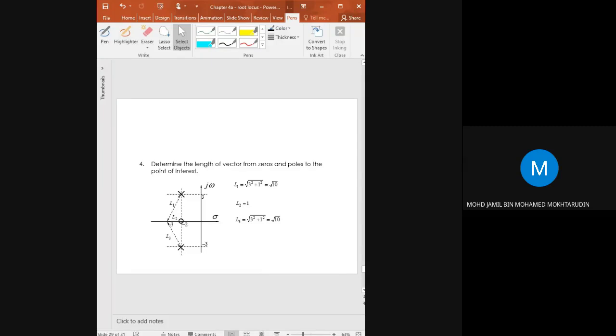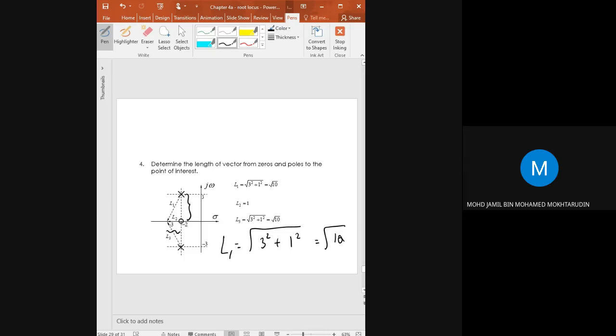And for length L1 here, you need to use again how you look at the vector. So to determine L1, basically square root of panjang ni, so panjang ni 3, so 3 squared plus panjang ni 1 squared, so you get square root 10. And then L3, if you look at L3 and L1, the length will be the same, sama panjang je sebab jarak dia sama. Okay, so if you know L1, L3 tak payah kira, terus tulis square root 10 pun betul.